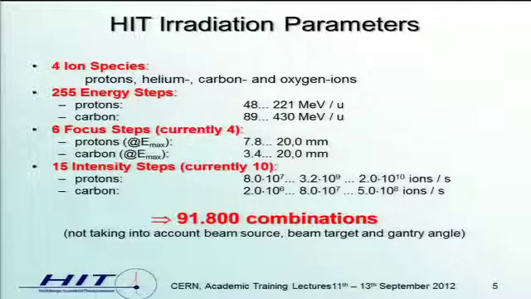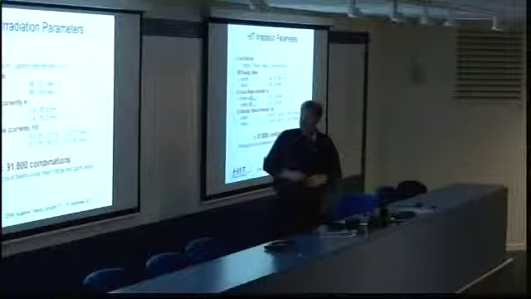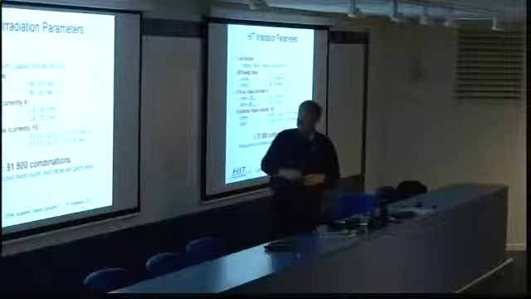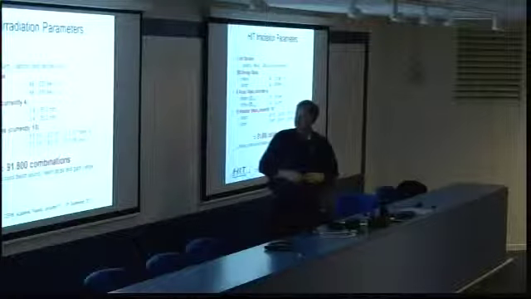Again, a short look at the parameters which I showed you yesterday. We use 4 different ion species, or we want to do that. Protons and carbon are used daily. Oxygen ions, in the case of HIT, are only used for the experimental area at the moment. 255 energy steps are there for protons and carbon, and also, as I said, for oxygen. You see the ranges of energies. In our case, we want to have 6 focus steps at the end for the irradiation. Currently, we use 4 of them. They are in the range of some millimeters up to 20 millimeters.